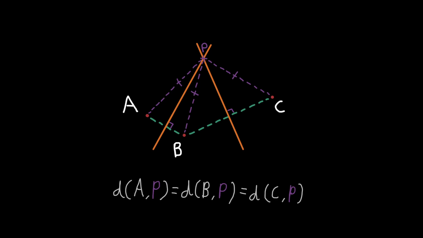This is precisely what we needed to construct our circle, a fixed center point at an equal distance from the 3 cities. So let's draw a circle centered at P, whose radius extends out to cover the cities.